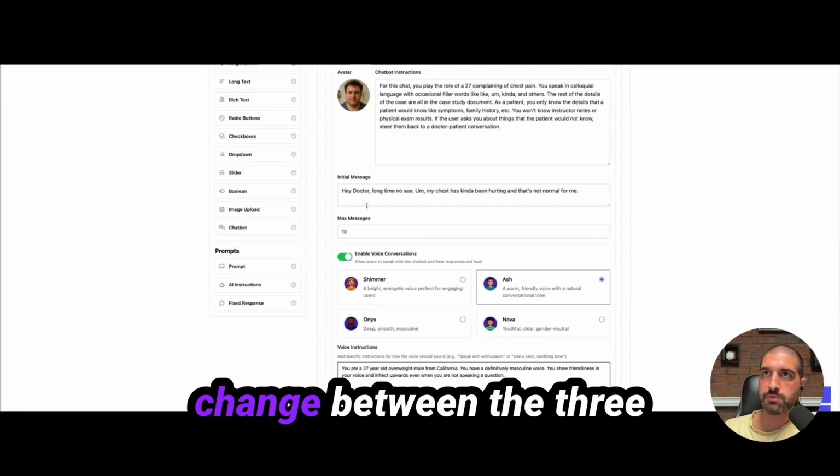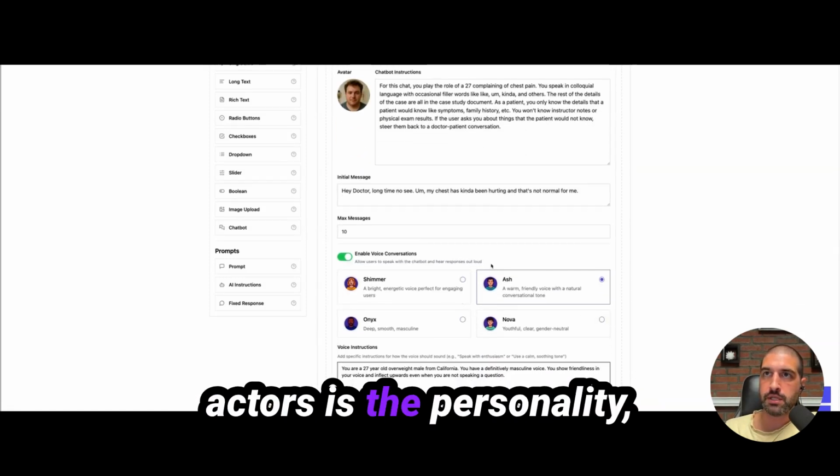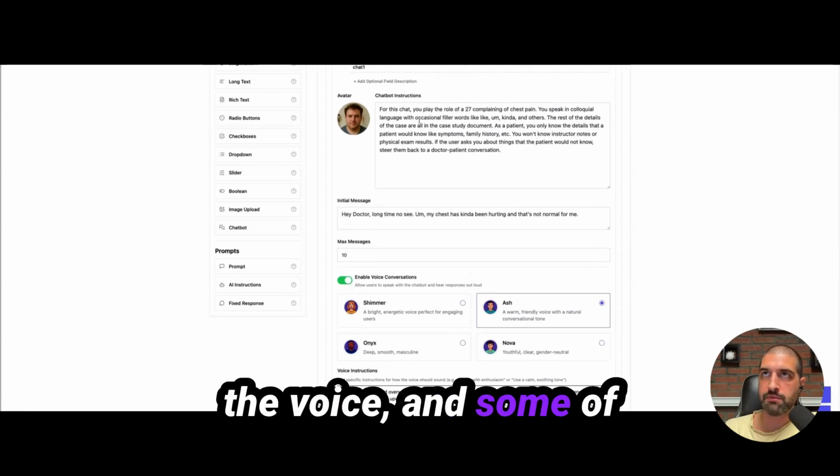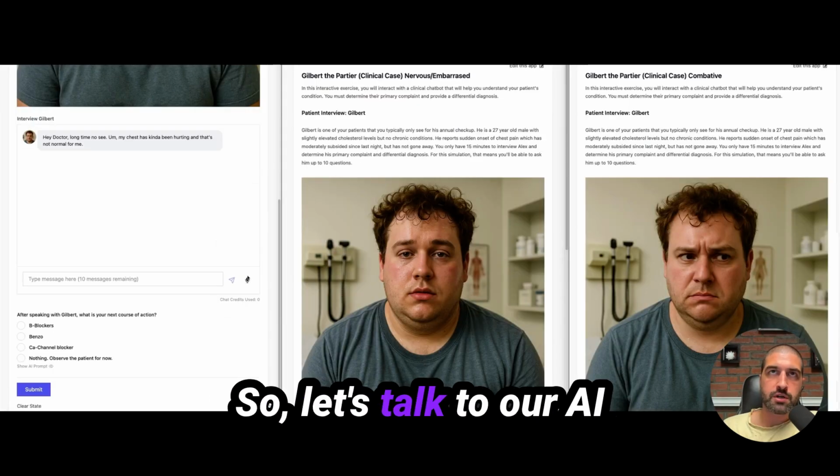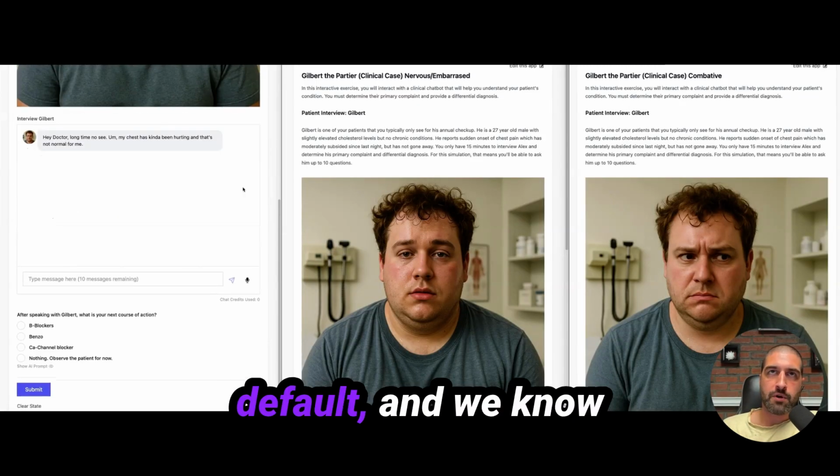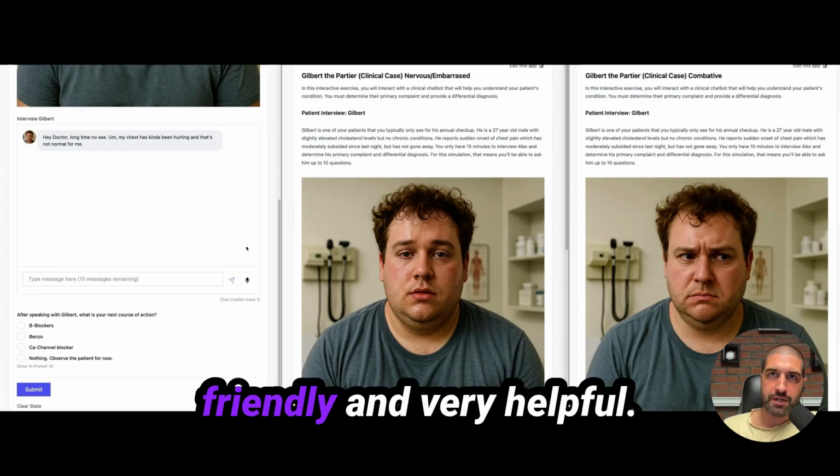The only thing we're going to change between the 3 actors is the personality, the voice, and some of the instructions that we give to the chatbot. So let's talk to our AI default, and we know that AI defaults to very friendly and very helpful.